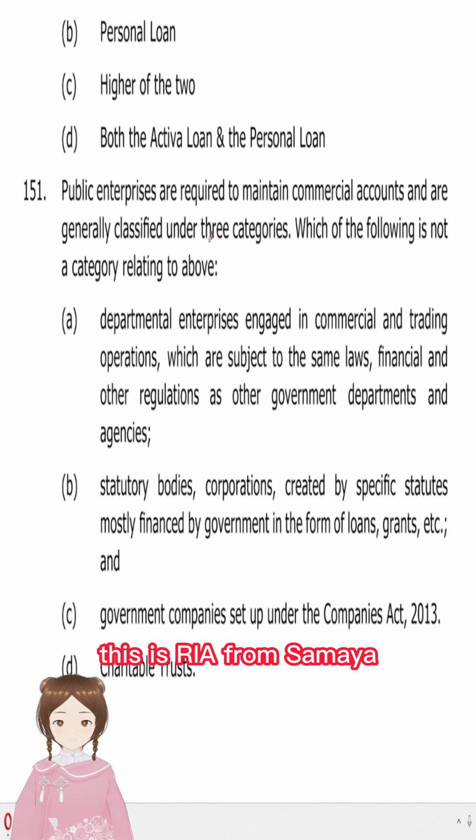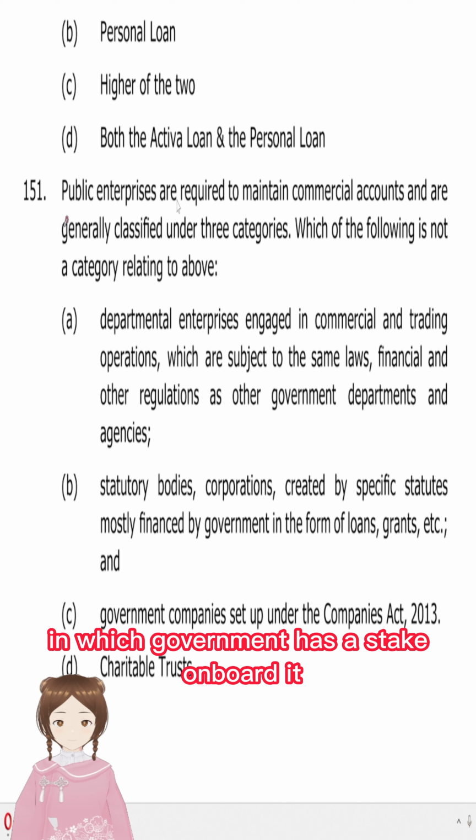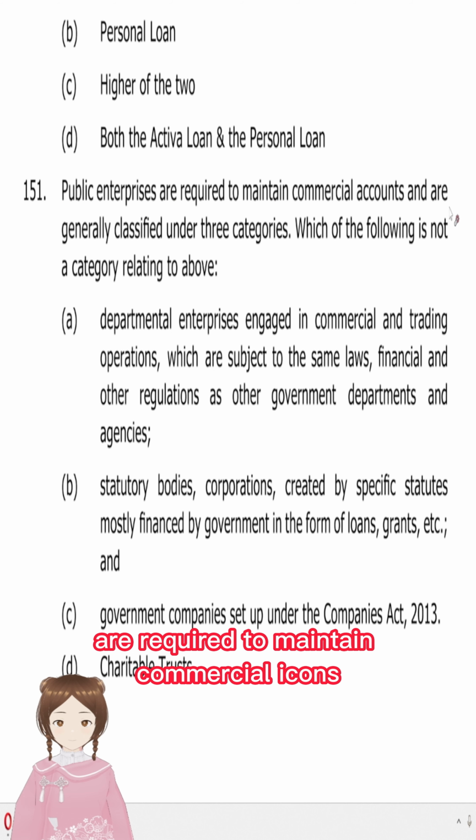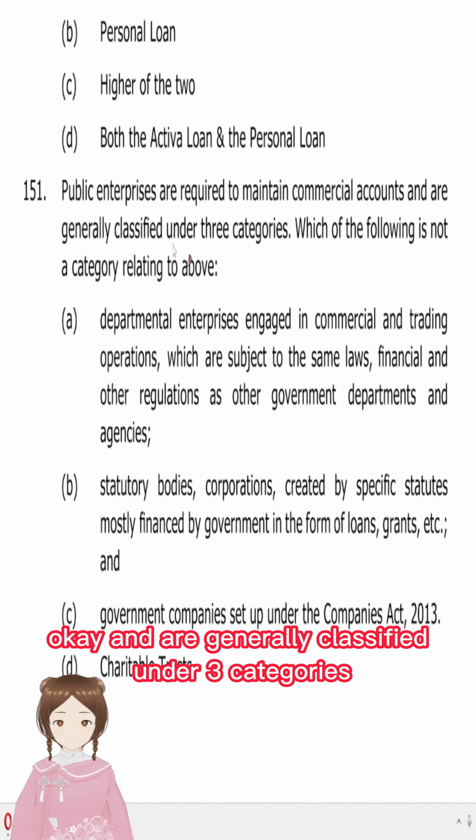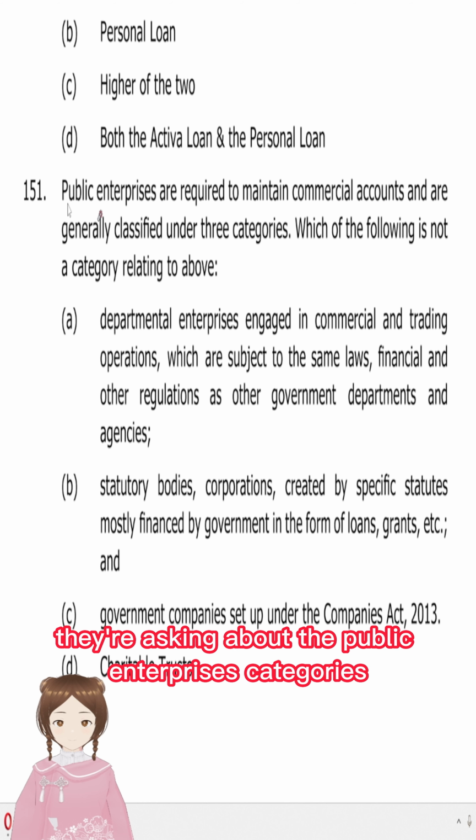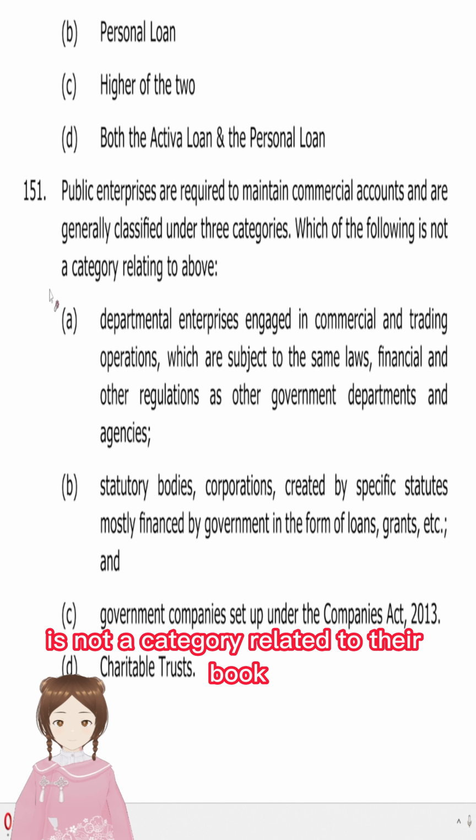Samfam, this is Shreya from Samaya, MCQ 151 CA Inter. Public enterprises. Public enterprises are such enterprises in which government has a stake. They are required to maintain commercial accounts and are generally classified under 3 categories. They're asking about the public enterprise categories. Which of the following is not a category relating to the above?